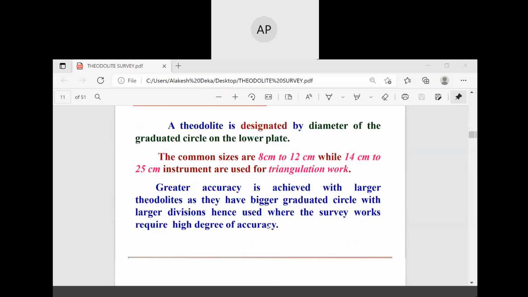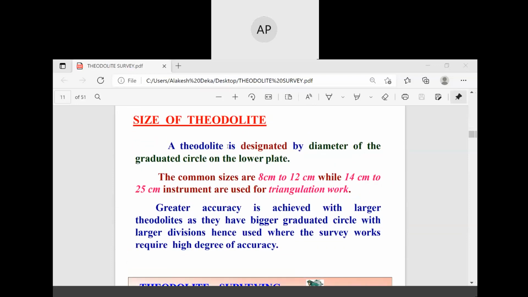Size of a theodolite. The theodolite is designated by the diameter of the graduated circle on the lower plate. The common sizes are 8 centimeter to 12 centimeter, while 14 centimeter to 25 centimeter instruments are used for triangulation work. Greater accuracy is achieved with a larger theodolite as it has a bigger circle with larger divisions, hence it is used where the survey works require a high degree of accuracy.